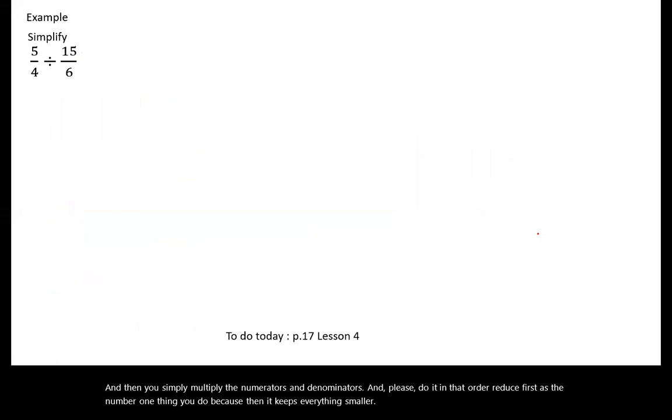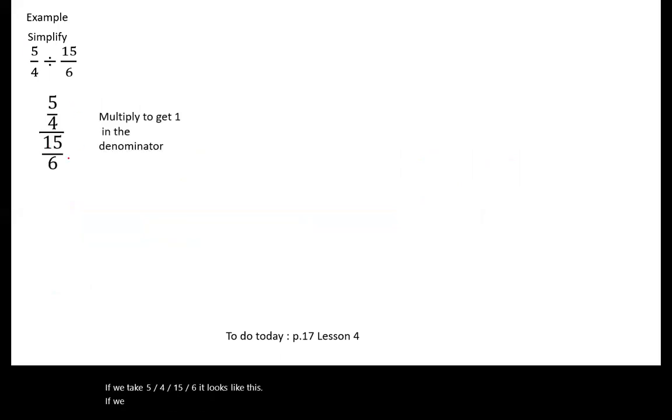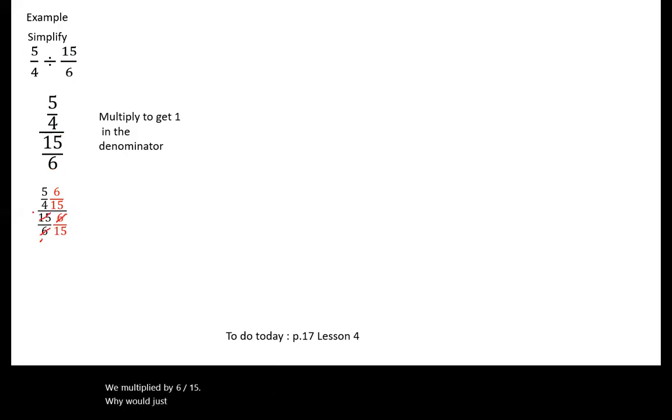What if we're dividing? If we take 5/4 divided by 15/6, it looks like this. If we could get a number 1 in the bottom, we just have a fraction in the top. That would be easier. So we could even multiply this by, so we end up with 1. Well, if we multiplied by 6/15, that would just give us a 1 in the bottom.